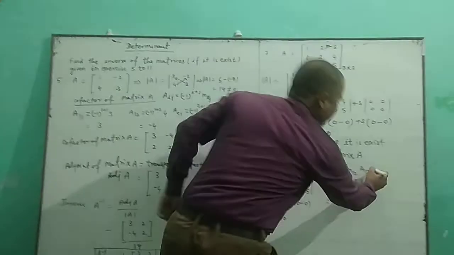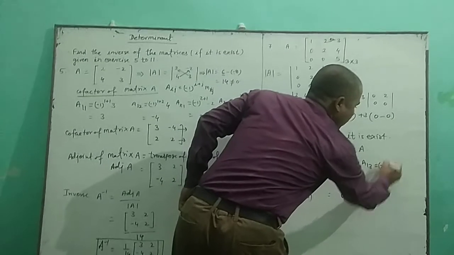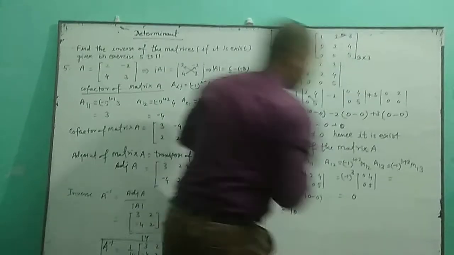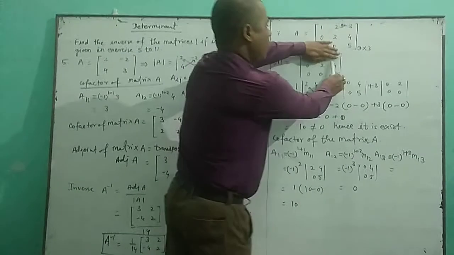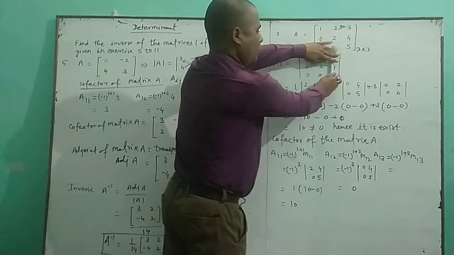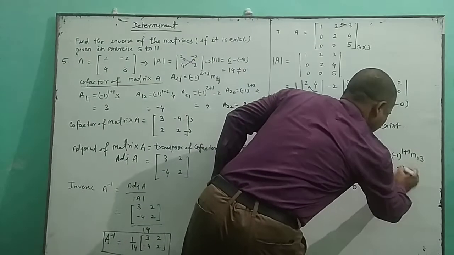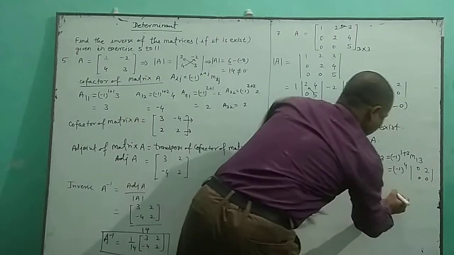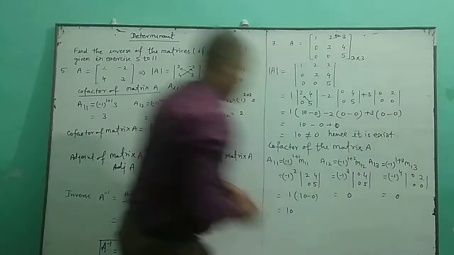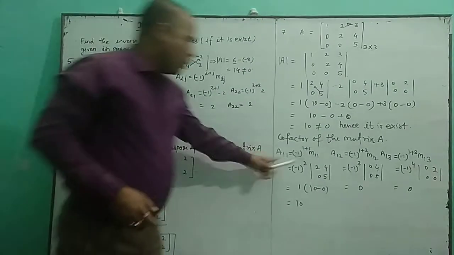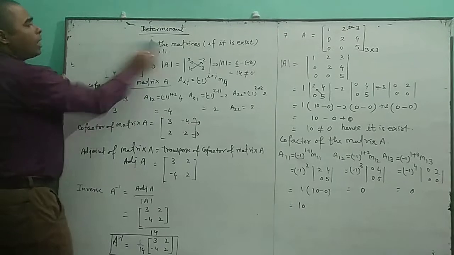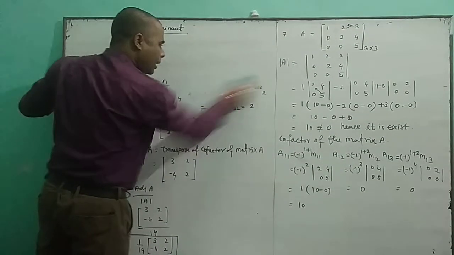And after that A13 is minus 1 to the power 1 plus 3, M13. Now first row and third column we have to close, 0 2 0 0 is left. Now I have to write minus 1 to the power 4, 0 2 0 0. Then we have to find out 0. Now A11, A12, A13 we have found. After that we have to find the value of A.